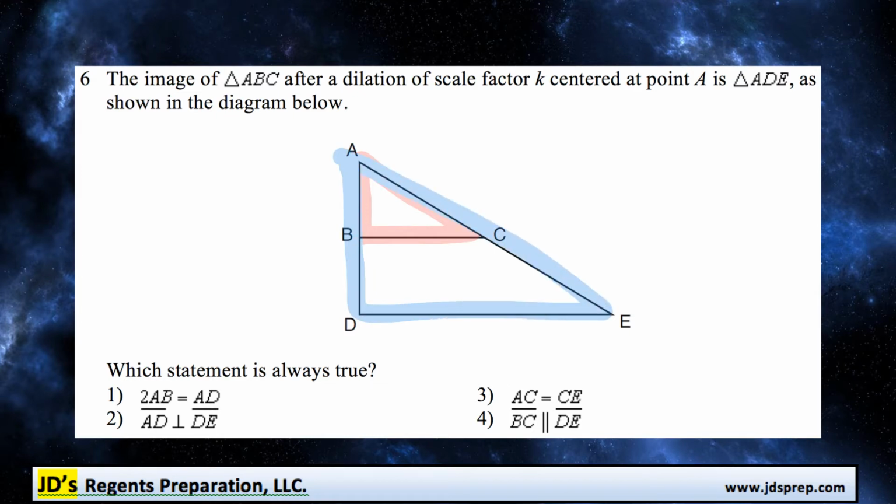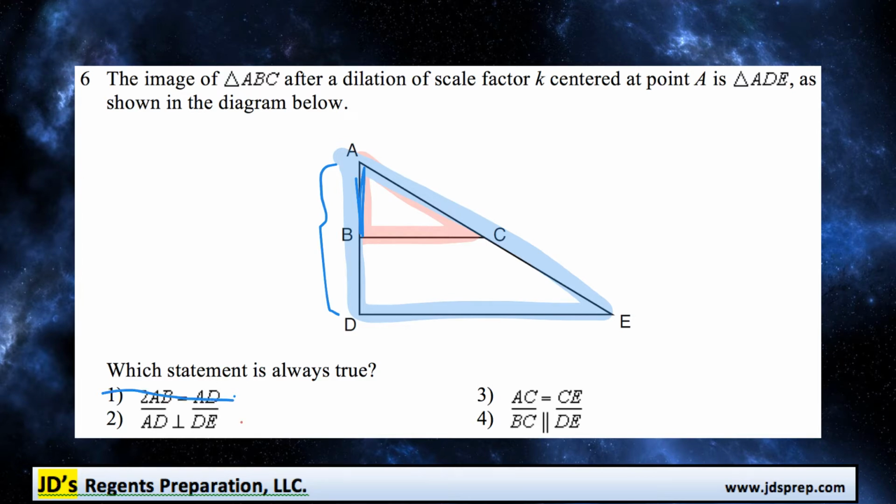The question is, which one of these four statements is always true? So let's go through them and see if we can figure this out. Option number 1 says that double AB is going to be the length of AD. Visually in this diagram, you may think, oh, that's totally true. And while that may be the case in this diagram, that the distance from A to D is double the distance from A to B, we can't say for sure if that's entirely true or not. So it may be true, but it wouldn't always be true.